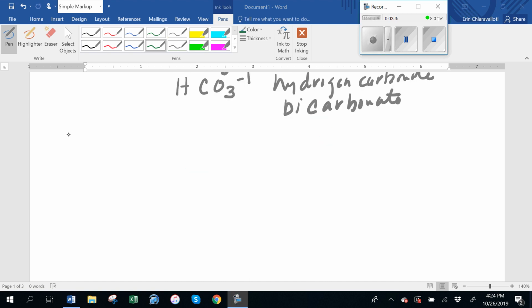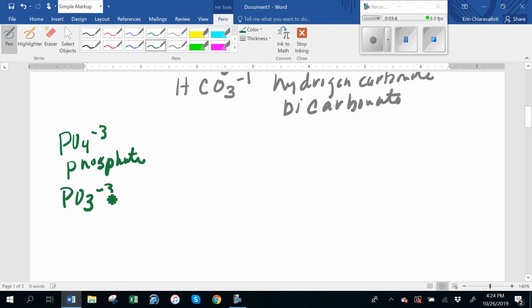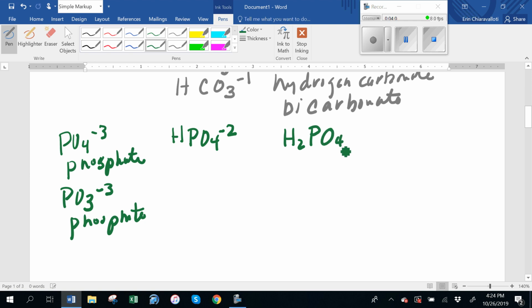So when I'm looking at something like phosphate, that's PO4 minus 3, I know that the phosphite is just one less oxygen, but I can add a hydrogen in front of that and make that hydrogen phosphate, and I can also add 2 hydrogens in front of that and make that dihydrogen phosphate. And notice every time I add a hydrogen, the charge is going up by 1. 1 hydrogen goes to -2, 2 hydrogens goes to -1.